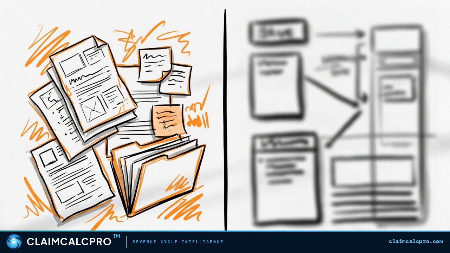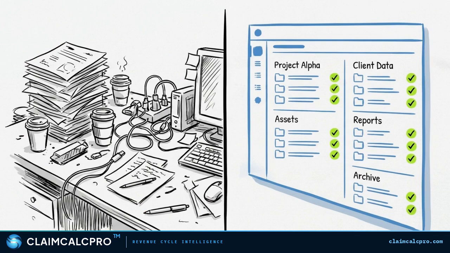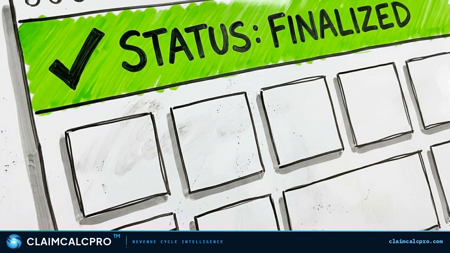This side-by-side comparison shows the result. On the left are the disorganized email threads and loose files we started with. On the right is the clean, unified ClaimCalcPro final review interface. At this point, the system officially upgrades the claim status to decision-ready.